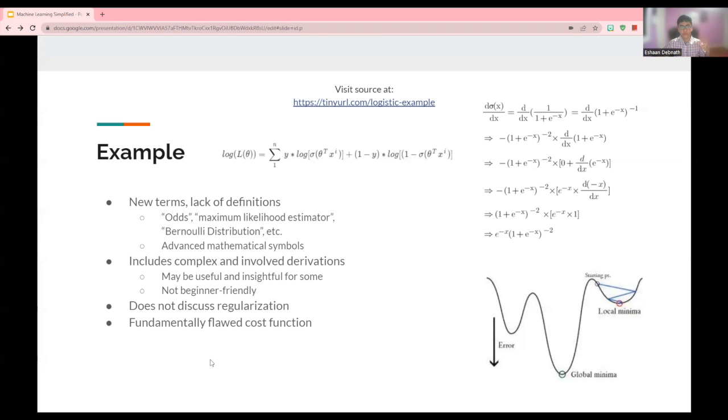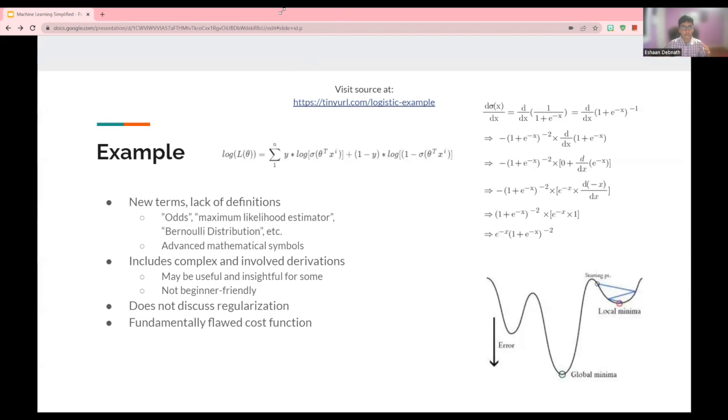This is because, like most articles, it assumes an educated and somewhat experienced audience. A second problem is that it includes complex derivations, which require significant mathematical background and are not beginner-friendly. An example can be seen on the right.